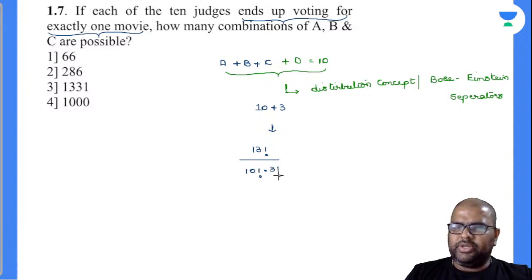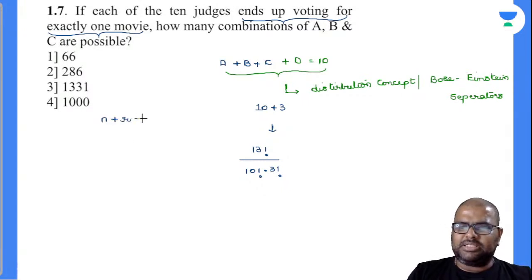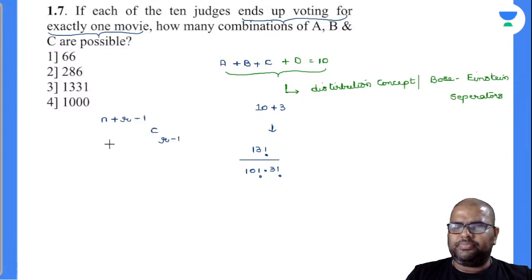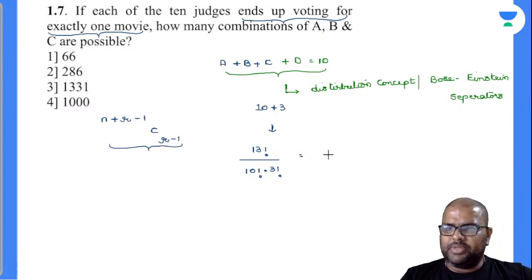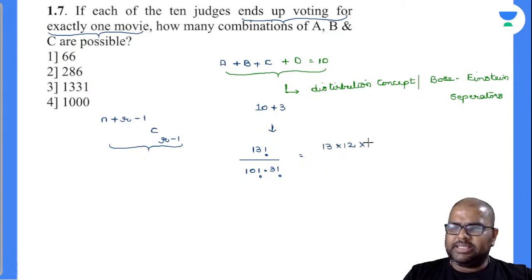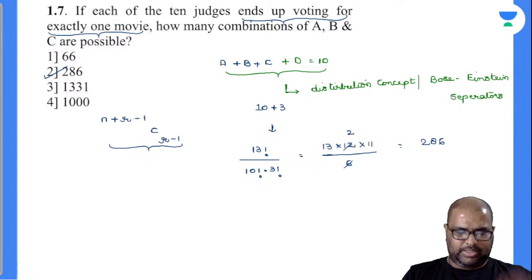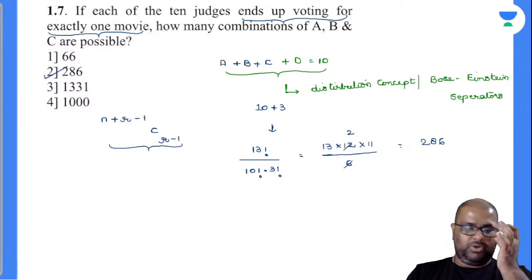Or otherwise, you can use the n plus r minus 1 C r minus 1 formula, but I never suggest formulas for you, so I don't expect you to use it. Automatically, 13 into 12 into 11 divided by 6 is your answer. 6 ones are 6, 6 twos are 12, so 13 twos are 26. So is it 286? Yes, it is 286, and your option number 2 satisfies. How many of you got the same answer?